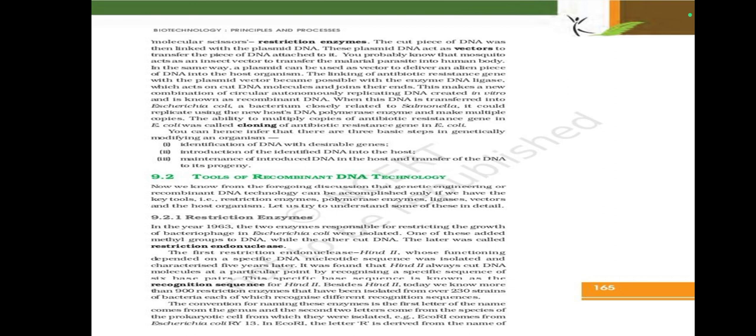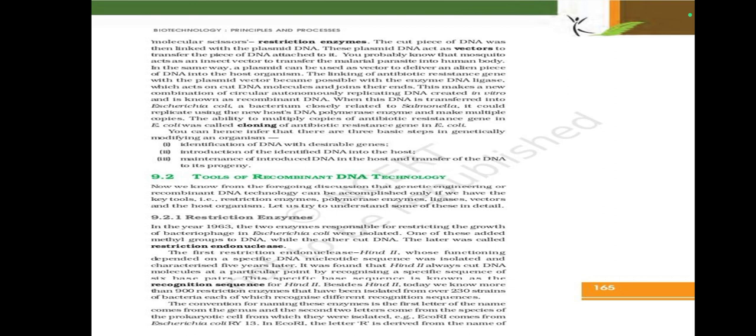When this DNA is transferred into Escherichia coli, the bacterium closely related to Salmonella, it could replicate using the new host's DNA polymerase enzyme and make multiple copies. The ability to multiply copies of the antibiotic resistance gene in Escherichia coli was called cloning of the antibiotic resistance gene in Escherichia coli.